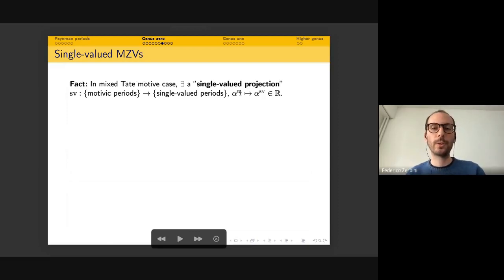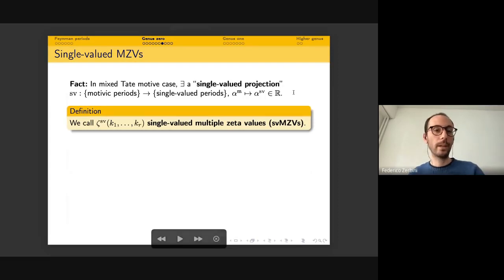So here you see you associate to this alpha^m, the motivic period, this alpha^sv, the single-valued period, which is a real number. And well, your multiple zeta values have their motivic version, and then you apply the single-valued map, and you get what you call single-valued multiple zeta values. If you assume standard conjectures, like the period conjecture by Grothendieck, for instance, then you just have your multiple zeta values, and you apply this SV map to the multiple zeta values, and this is well defined.